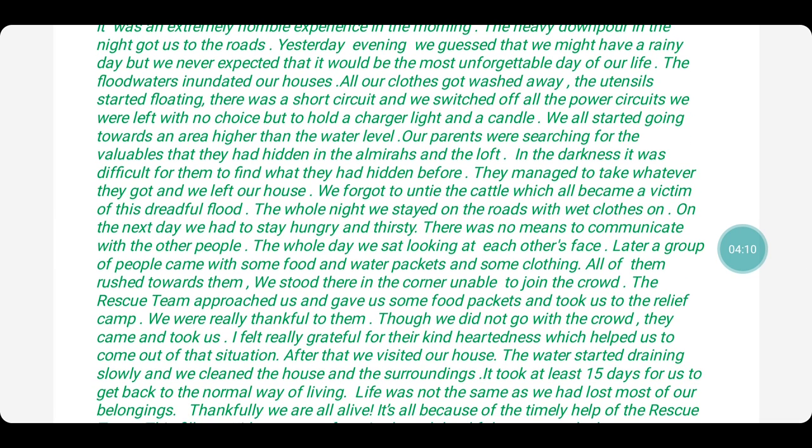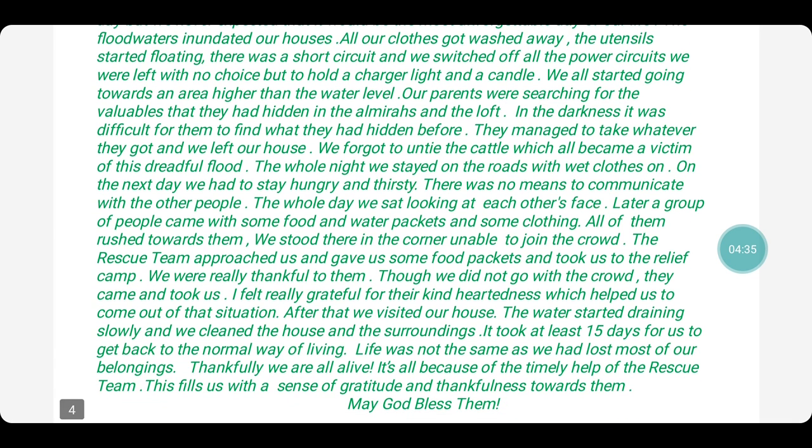Then we forgot to untie the cattle, which all became victims of this dreadful flood. While coming, they themselves were in a hurry to go. If they delayed even a little, they might lose their lives. So they were all hurrying up to a place which is higher than the water level. So they forgot about the cattle and they all died in the floods.